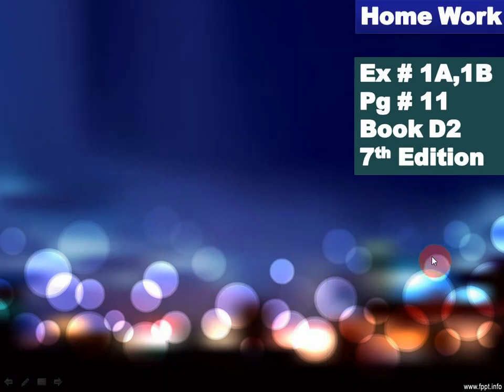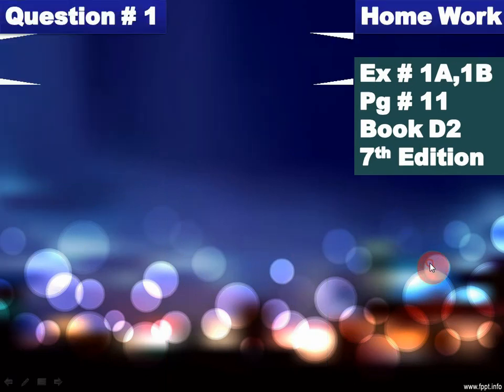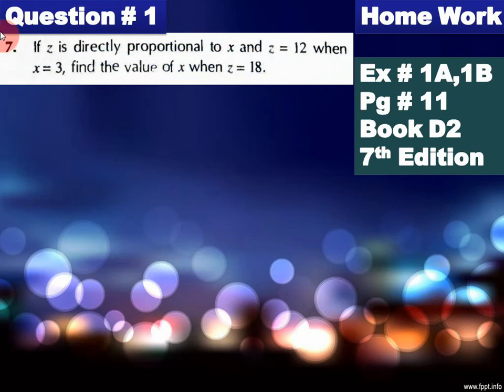Now we are going to define the homework questions. Question number 1 is, if z is directly proportional to x, z is 12 when x is equal to a given value, find the value of x when z is equal to 18. First we have to write the equation z is equal to k times x. Now you can use these values to find the value of k, then write the equation, then solve this part. This is the second part. First you have to write the equation, then you can solve this part.